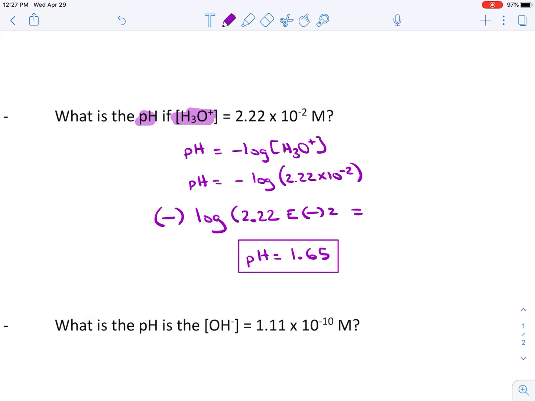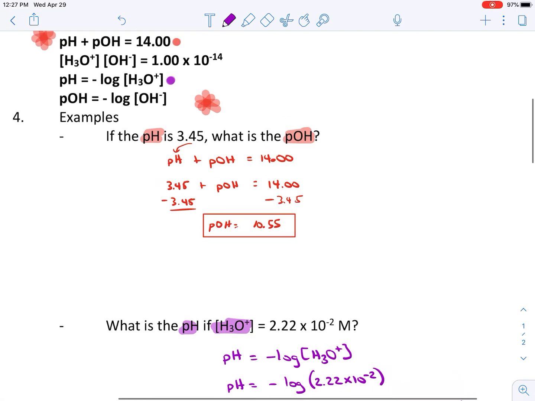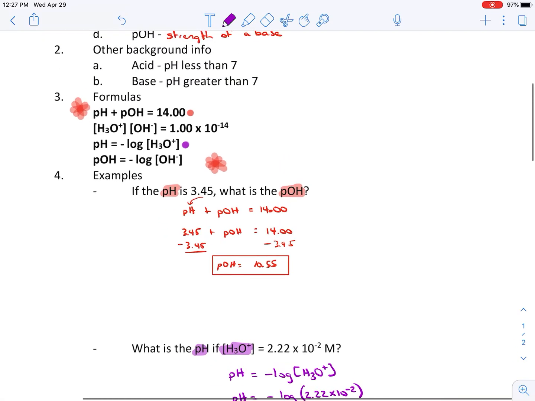Now just to check back, is this an acid or a base? If we have a pH of 1.65, is it an acid or a base? You are correct. It is an acid because it has a pH of less than 7. Up here we said a pH less than 7 is an acid.